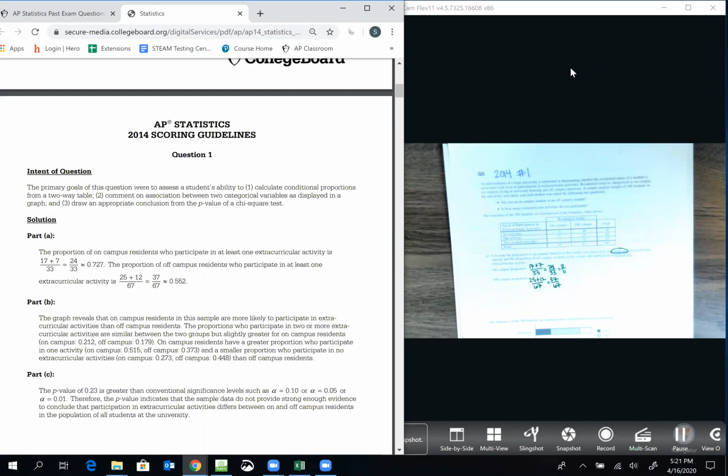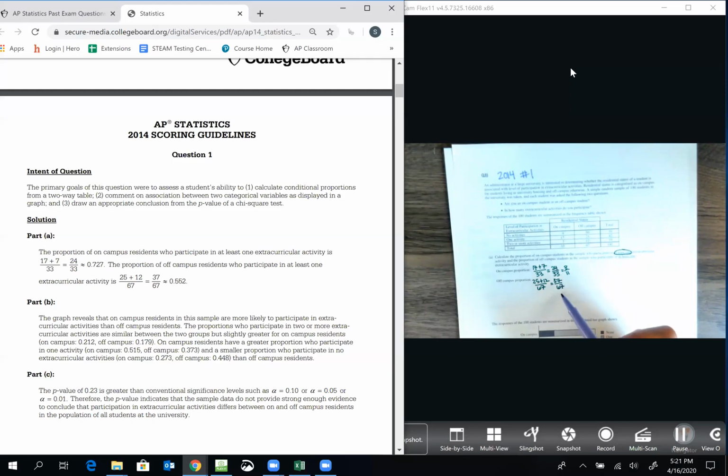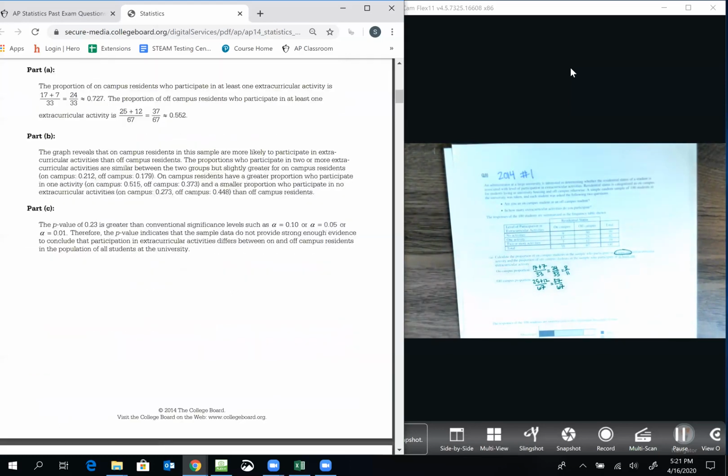So the first question asked you to find 2 different proportions. So this was using the two-way tables. It was pretty basic. I say that, I hope I got it right. 24/33, that's correct. That's reduced correctly. So I didn't get the decimal, but I did get the fraction, and that should be fine. And 37/67.